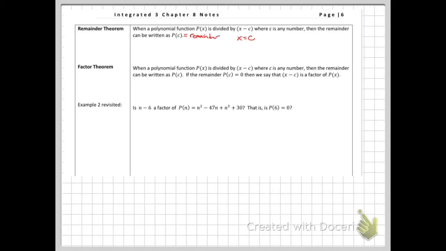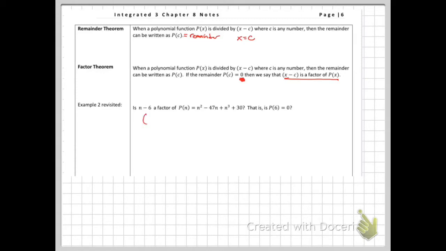So when a polynomial function p of x is divided by x minus c, where c is any number, the remainder can be written as p of c. If the remainder is 0, then we know it is a factor of p of x. So example 2, is n minus 6 a factor of that polynomial? That is, does p of 6 equal 0?